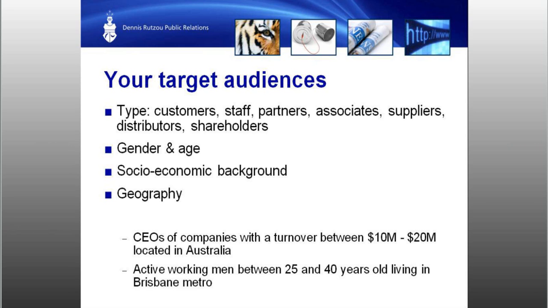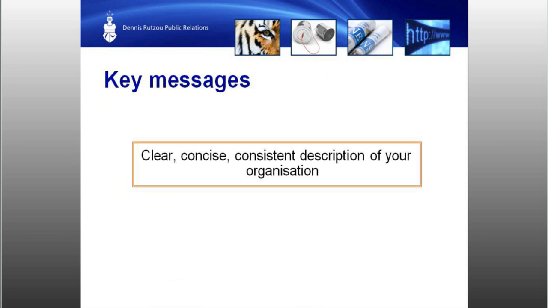So the third step in putting a PR plan together is to develop your key messages. Key messages are clear, concise, consistent description of your organization. So they're not a slogan or an advertising pitch. They're really factual statements about your business, your products, or your services. And they're those statements that you would like your target audiences to remember about your business. So different target audiences may require different key messages.